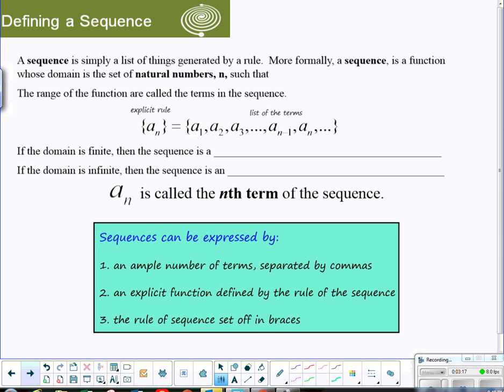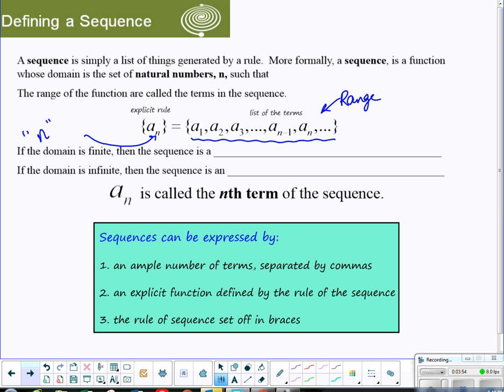All right, defining a sequence. A sequence simply is a list of things that are generated by some rule. So there is some orderliness to it. More formally, a sequence is a function whose domain is the set of natural numbers, such that the range of the function are called the terms of the sequence. So this list of all the terms is the range of your function. It's the output. The input is just the number that we're putting in for n.